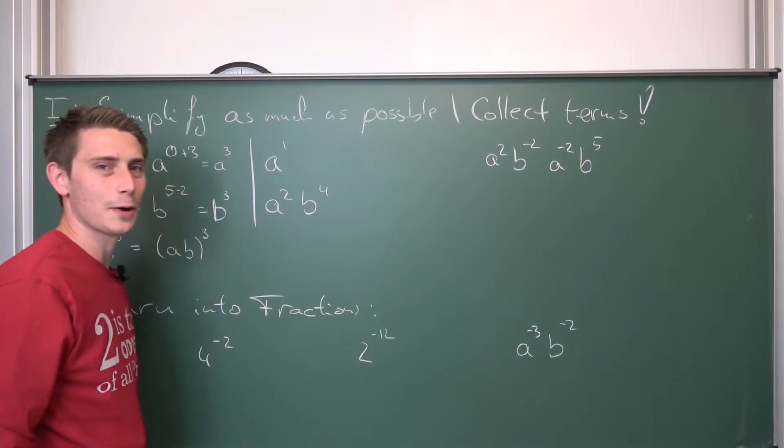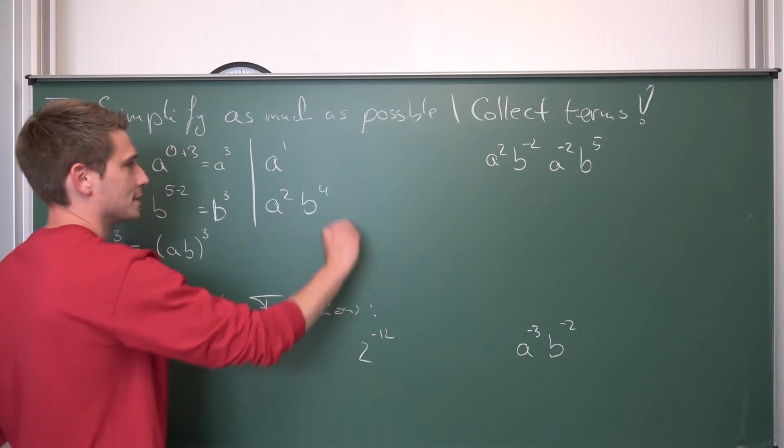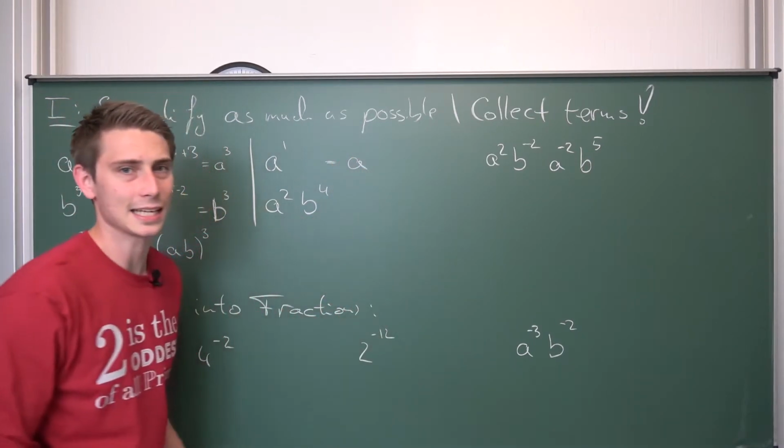So a to the 1st power, that's an easy one. Some number to the 1st power is just a number in itself, just a base in itself. So this is a, and we are done.